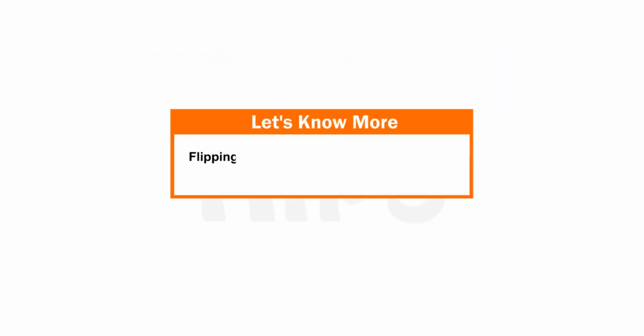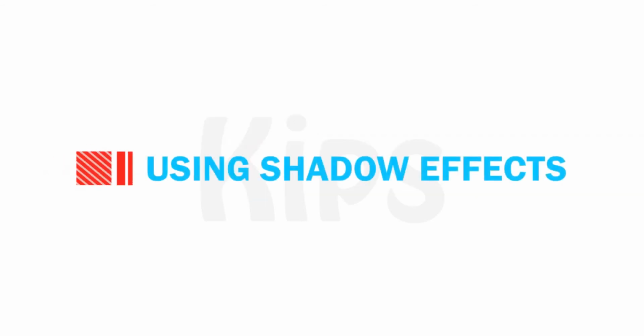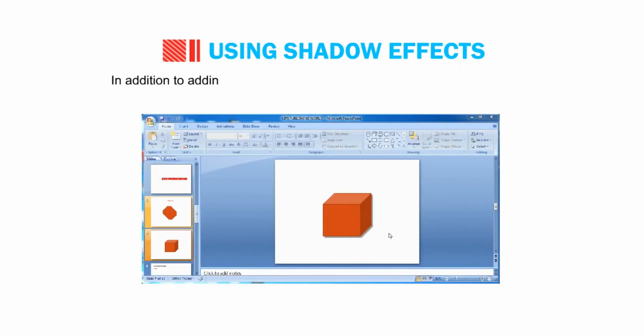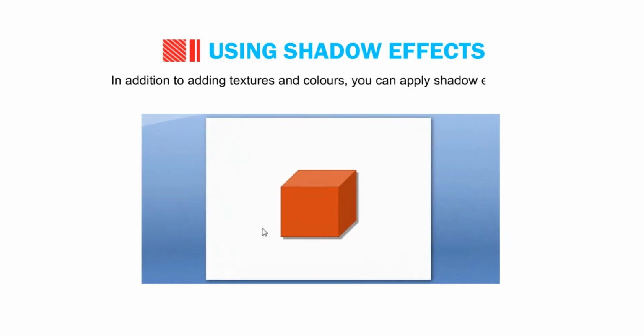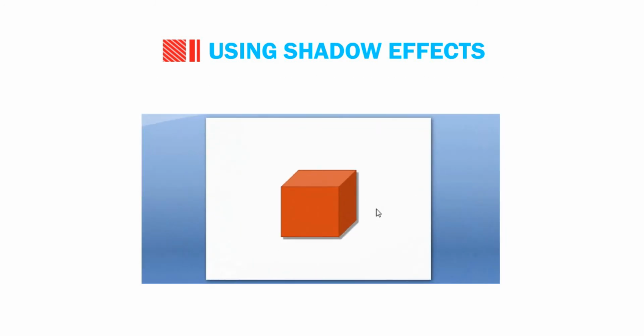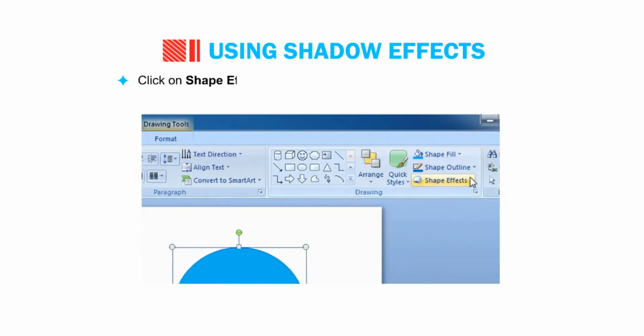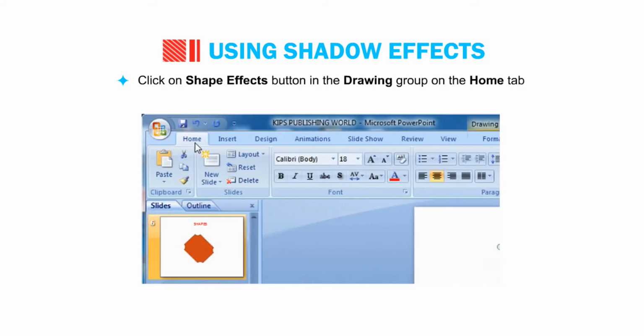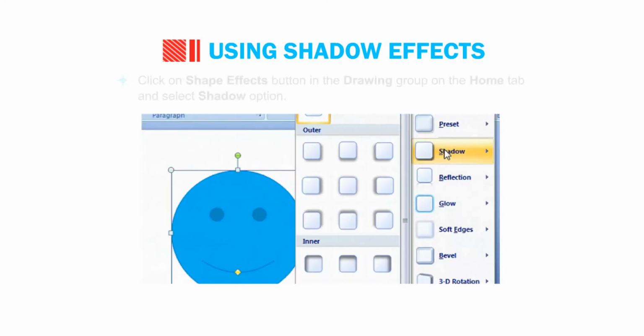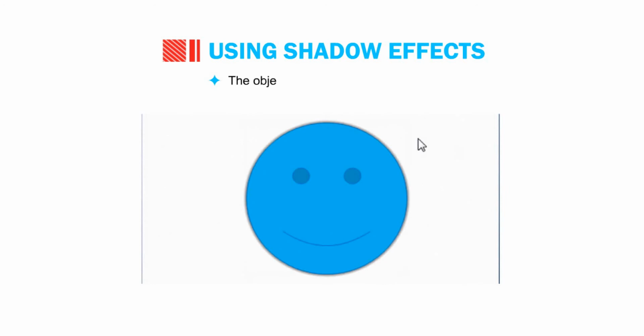Students, do you know flipping means creating a mirror image of the selected shape or object? Okay, let me now tell you how to use shadow effects. In addition to adding textures and colors, you can apply shadow effects to the shape object. It will make the shapes look impressive. Select the shape object. Click on the Shape Effects button in the Drawing group on the Home tab and select the Shadow option. A drop-down menu will appear. Click on Offset Center in the Outer sub-option. The object will appear with a shadow.